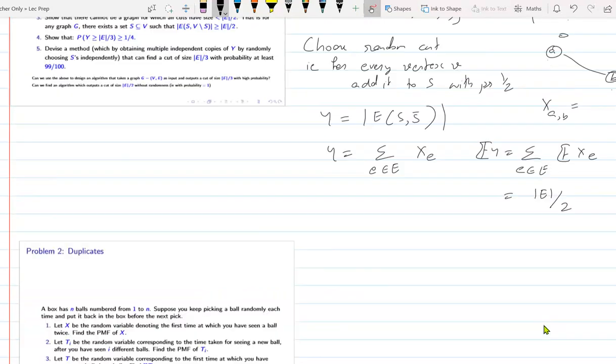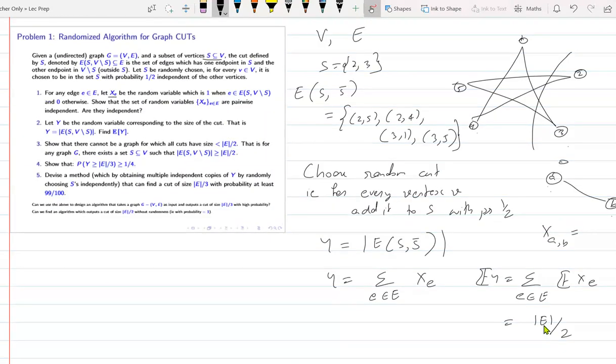Excuse me, sir. Can you explain that last part again, the expected value of Y after that? So is this clear? From here to here you have a doubt. So what is the random variable x sub e? Whether an edge is in the cut or not.